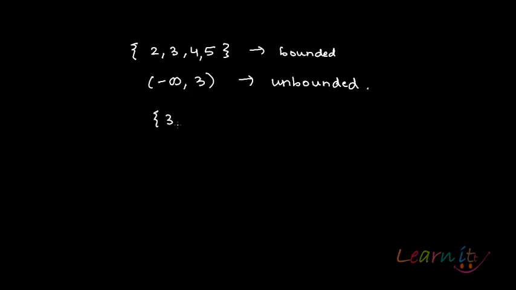Now, another example: let's take the set (3, 4) union with the half closed, half open interval [5, infinity). This set will again be unbounded because it is bounded below, but it is not bounded above. It is only bounded below. That is why this will be an unbounded set, because it is only bounded below and then it is going to infinity. Therefore it will be an unbounded set.